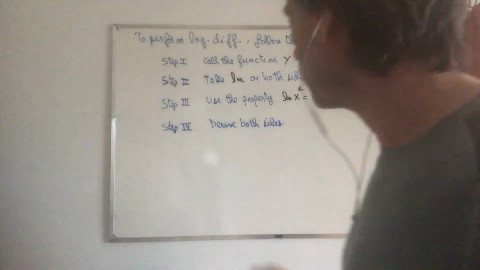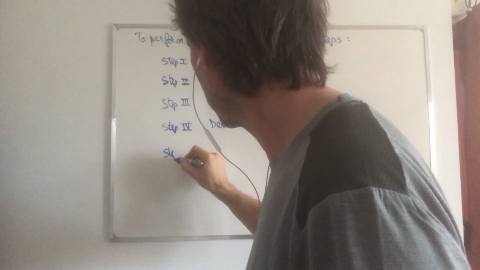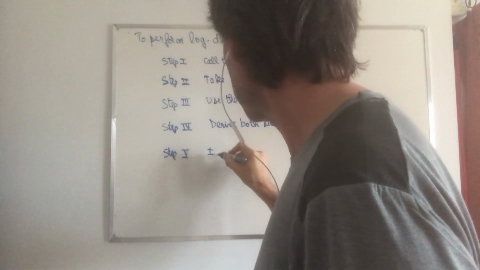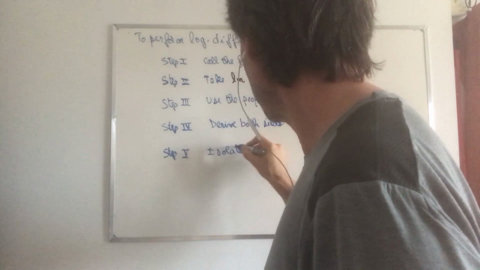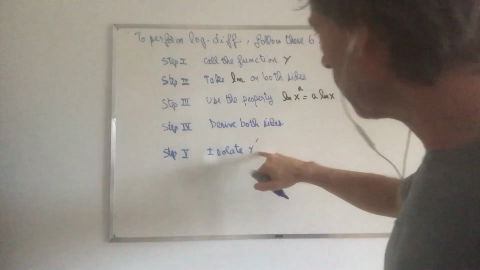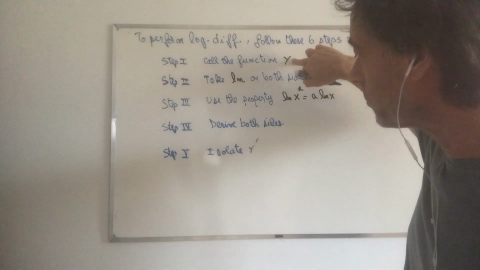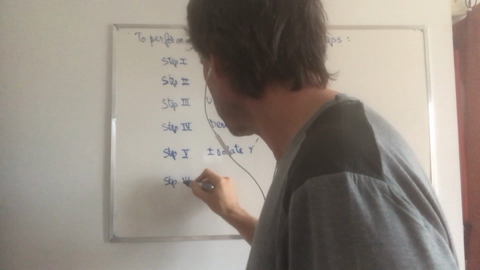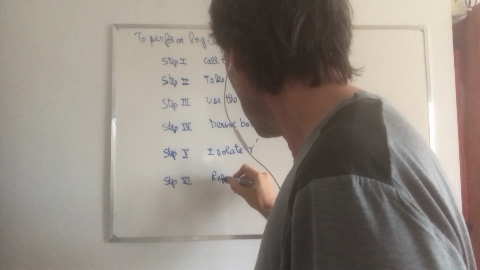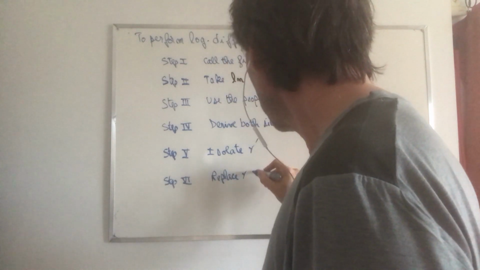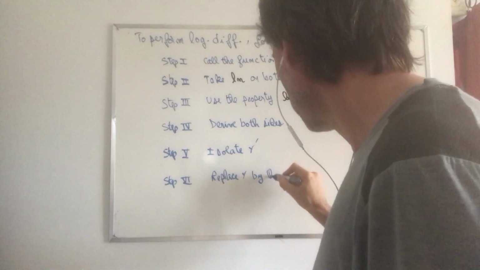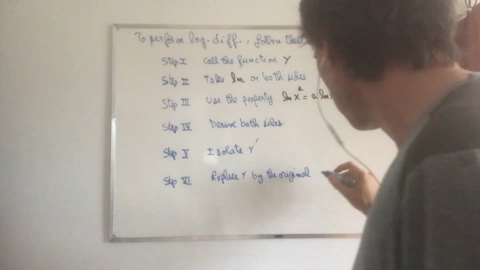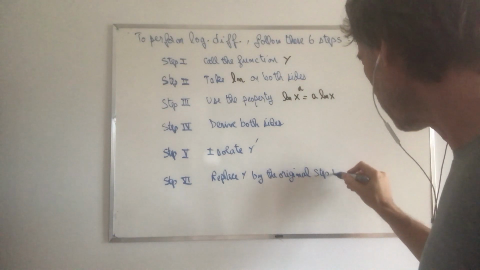Okay, once you have that, you will have a y prime. So step 4, isolate y prime. Why will you have a y prime? Because of step 1, because you called the function originally, you called it y. And finally, step 6, don't forget to replace y by the original step 1.